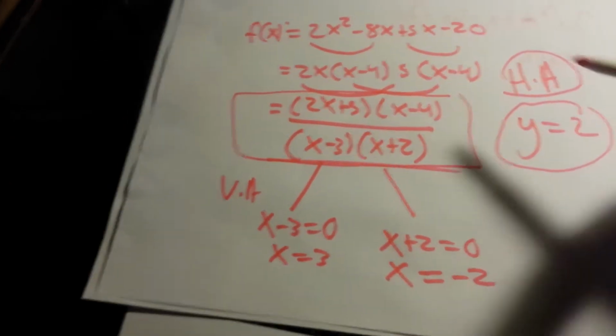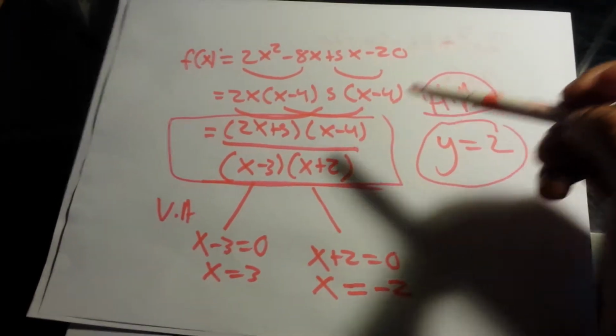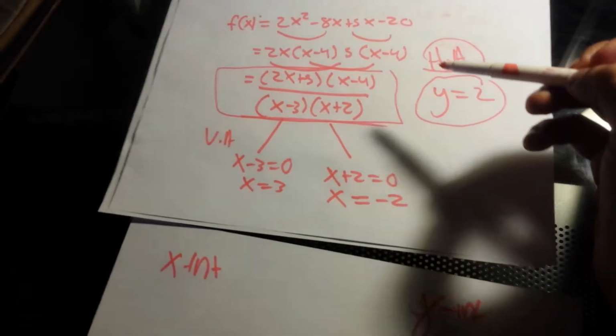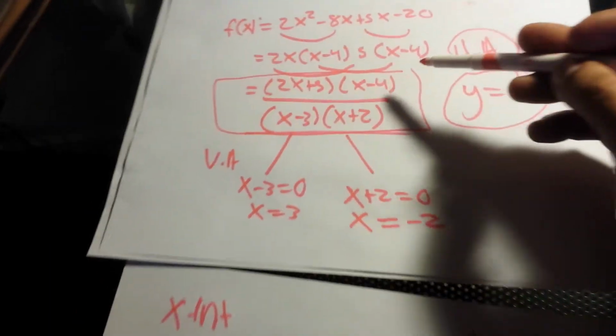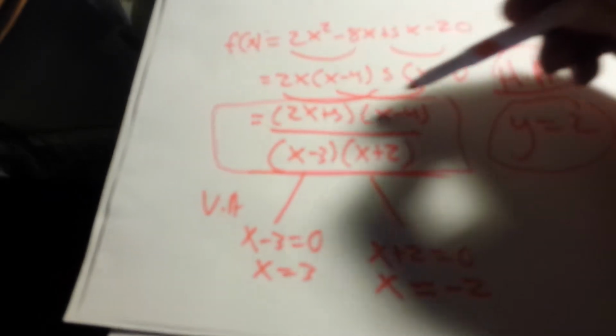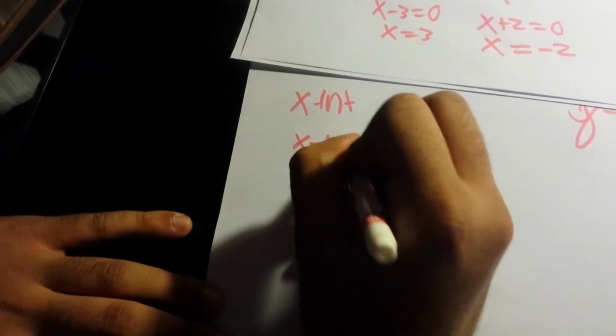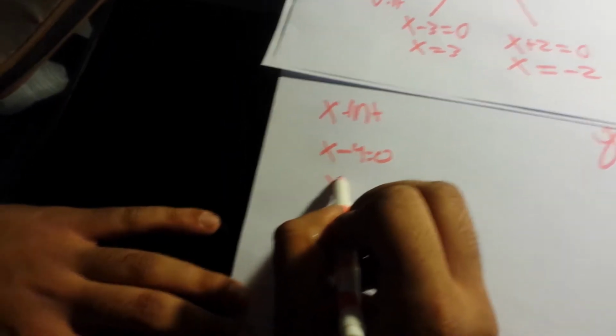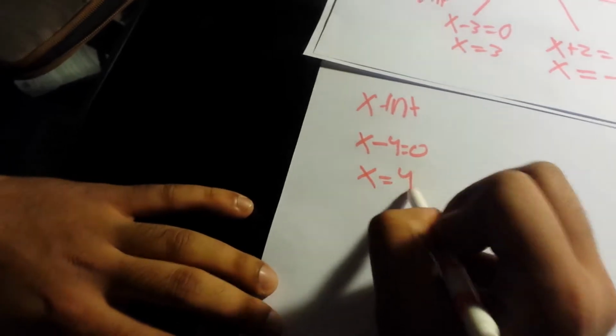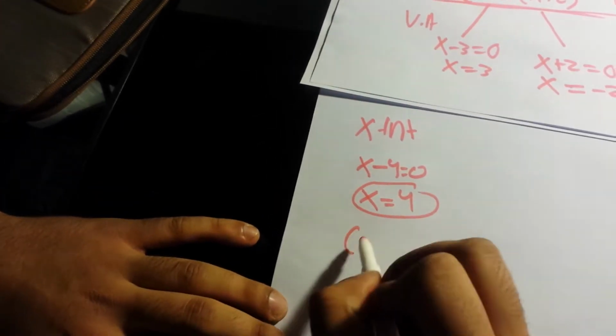Alright, now for the x-intercept, you have to see what makes the top 0. So right here we have 2x plus 5 and x minus 4, which if we bring down here would be x minus 4 equals 0. And then now all you have to do is bring the 4 over. X equals 4, which really makes 4 and 0.